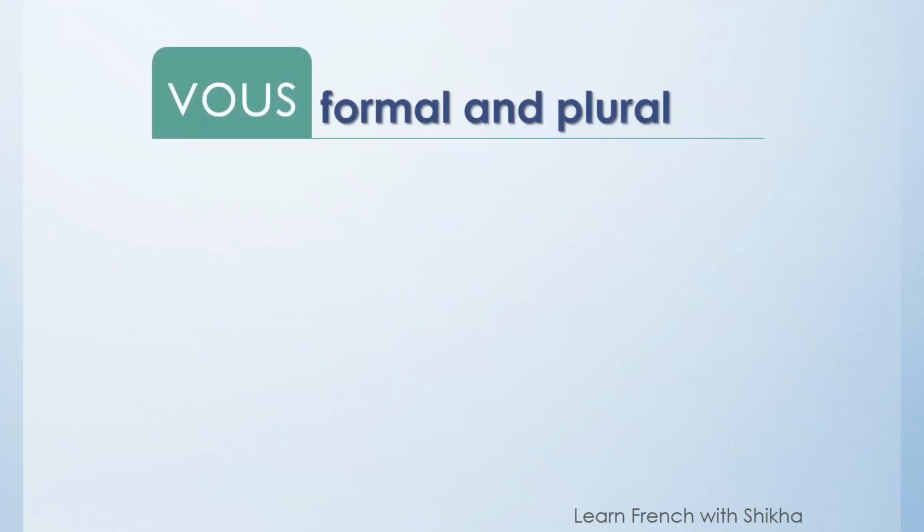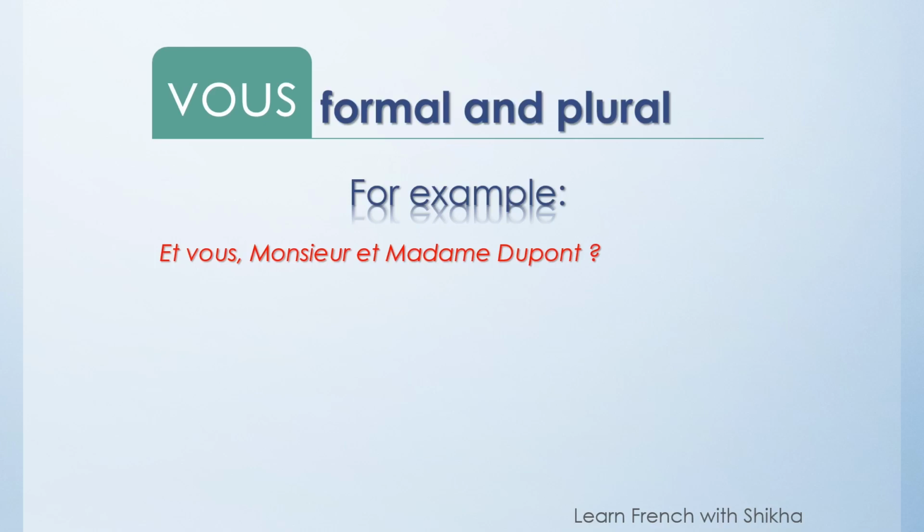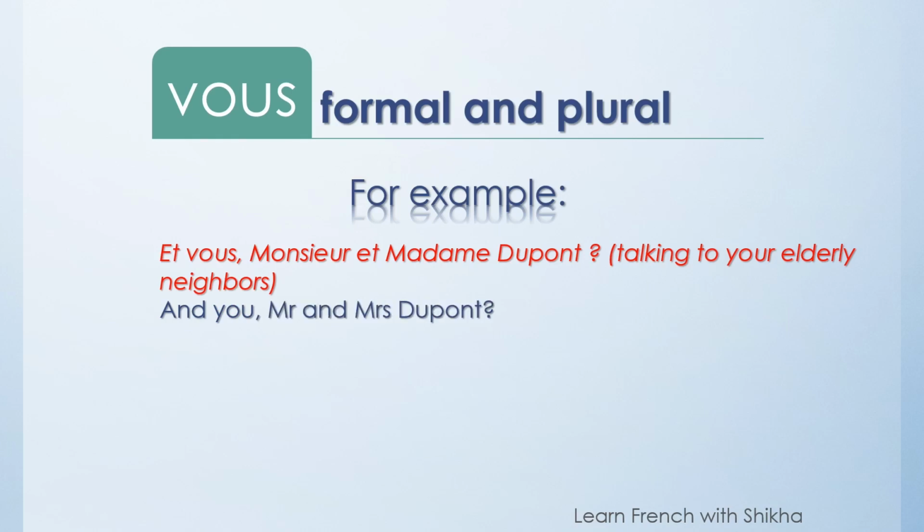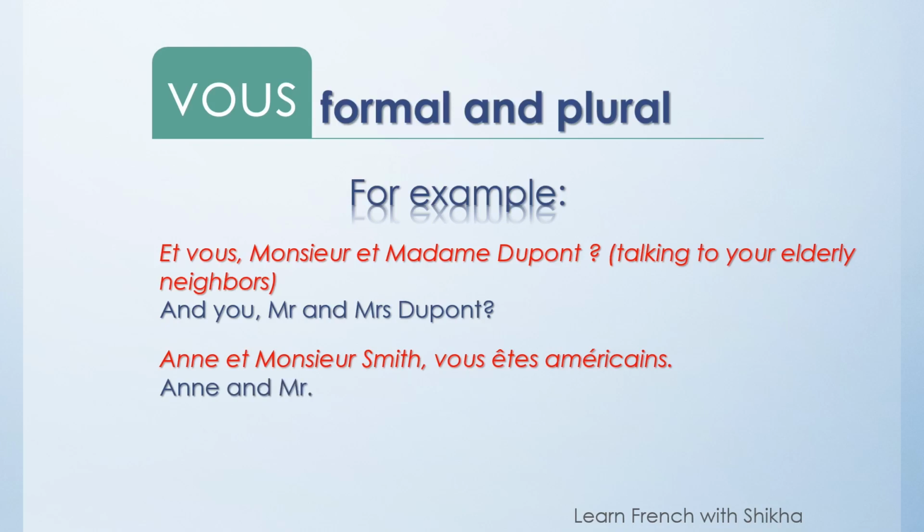Next, we are going to do vous as formal and plural. For example, "Et vous, monsieur et madame Dupont?" Talking to your elderly neighbors. So here you can see monsieur and madame Dupont, we have used a formal form, and there are two, plural. We have used vous, you, Mr. and Mrs. Dupont.